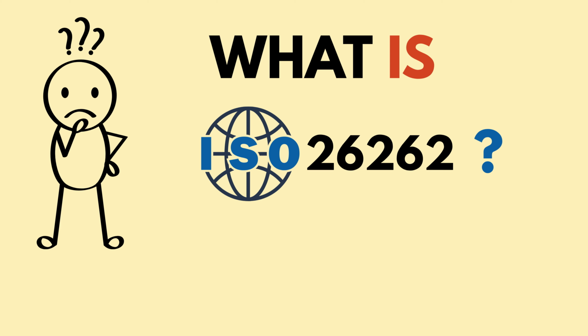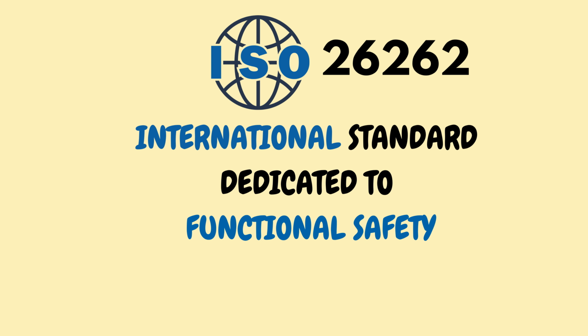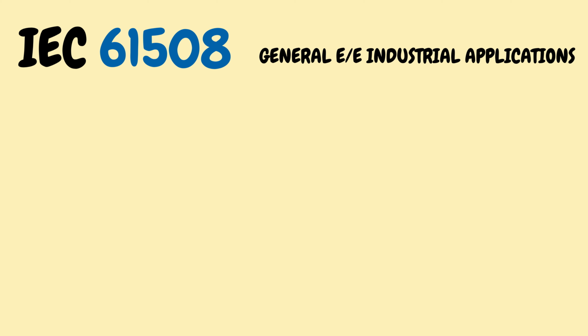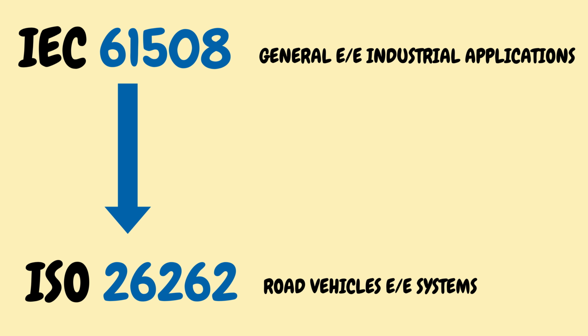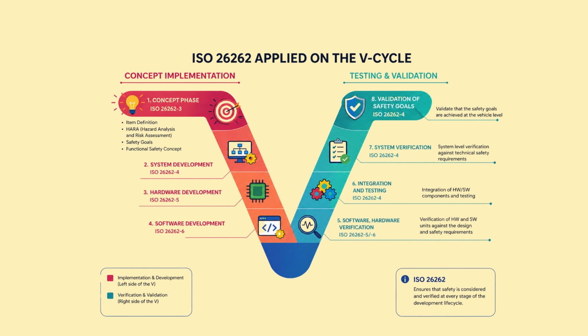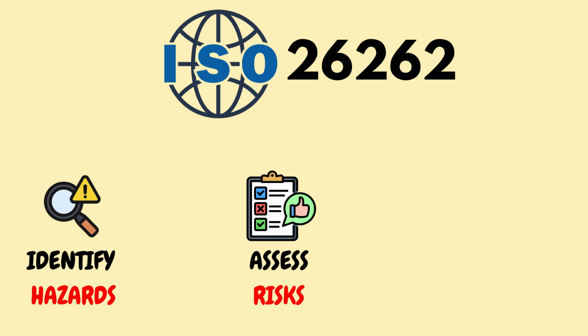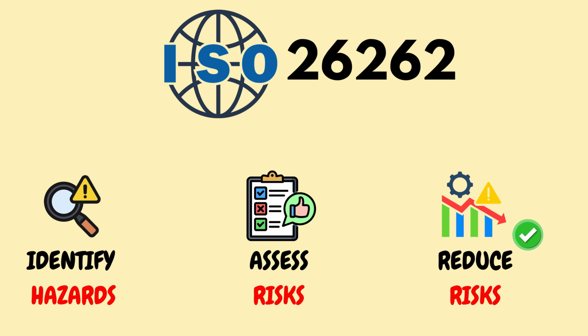So, what is ISO 26262? It is an international standard dedicated to functional safety for electrical and electronic systems in road vehicles. It is actually derived from IEC 61508, but adapted specifically to the automotive context. Its goal is simple: to ensure that safety is systematically engineered throughout the life cycle of a vehicle system. At its core, ISO 26262 is based on a very simple idea: identify hazards, assess the associated risks, and reduce those risks to an acceptable level.